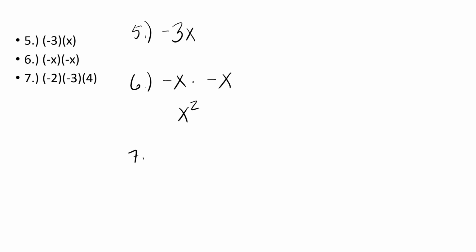And then for number 7, we can go from left to right with our multiplication. So negative 2 times negative 3 is positive 6, and positive 6 times 4 is 24. And you can get there in any order. So you might have decided to do negative 3 times 4 would give you negative 12, and then negative 2 times negative 12 would give you positive 24, however you wanted to do that.